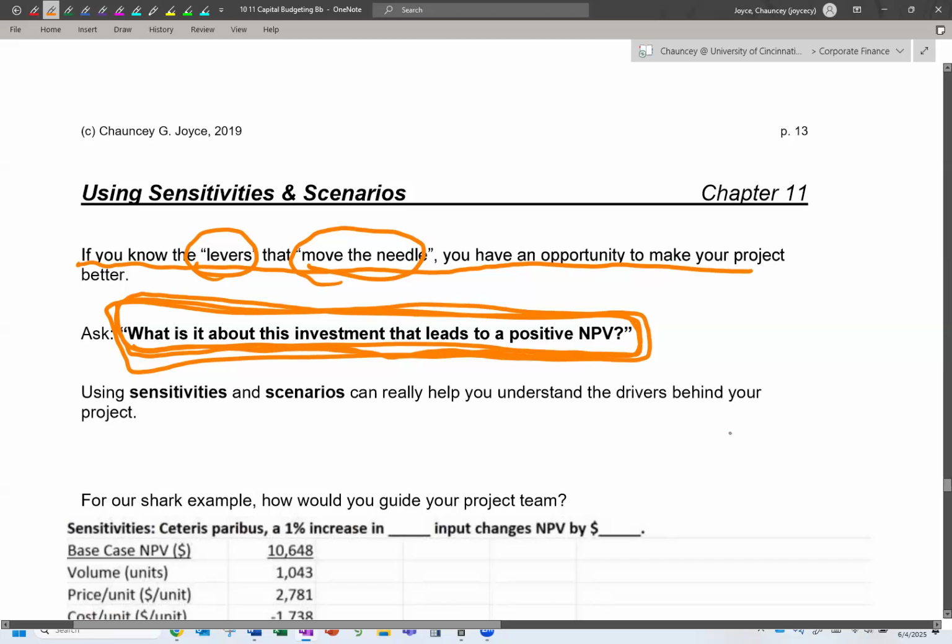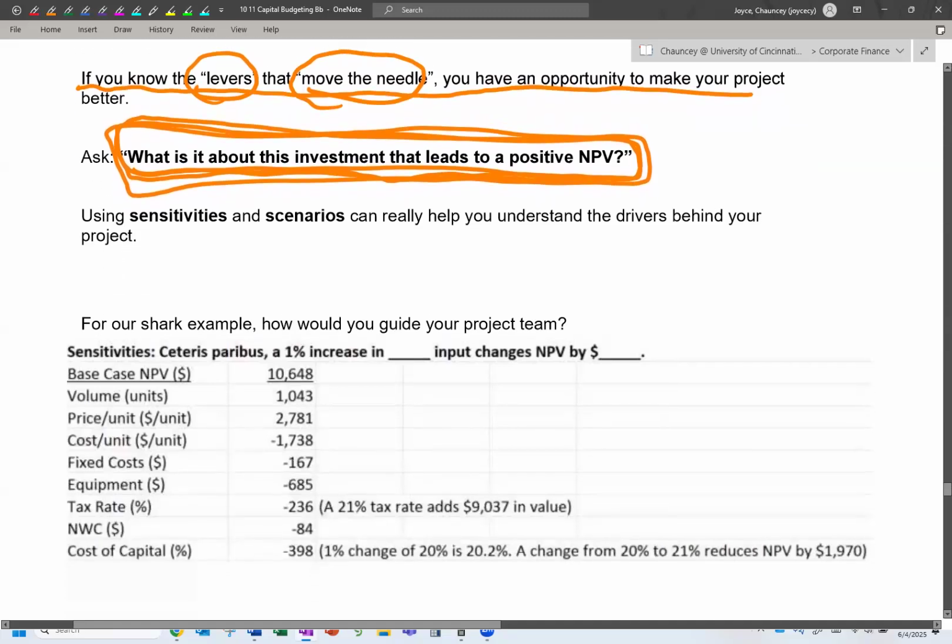You should be able to tell a story behind it that matches the numbers. So sometimes what I did to prepare for meetings is I would change each variable one at a time by a factor of 1%. So I knew going in, if I were to get a 1% lift in volume, let's say, that would create another $1,000 in net present value. Or if I were able to change price 1% upward, that would change my net present value by $2,781.